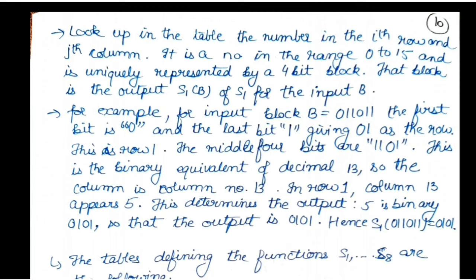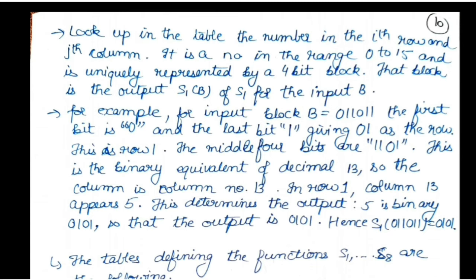For example, for input block B equal to 011011, the first bit is 0 and the last bit is 1, so it gives us 01. This implies that the row is 1, and the middle 4 bits are 1101, which is the binary equivalent of the decimal 13. So the column is column number 13. In row 1 and column 13 appears 5, and 5 in binary is written as 0101. So the output here is 0101.